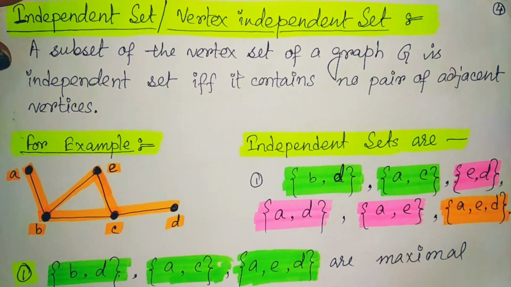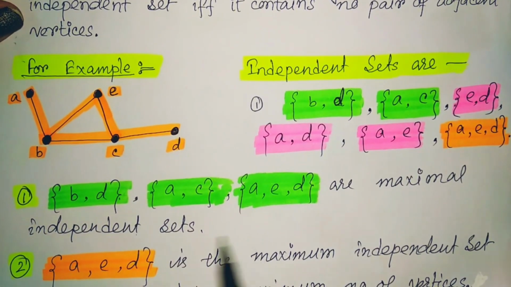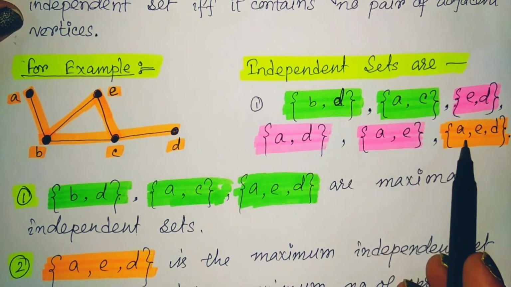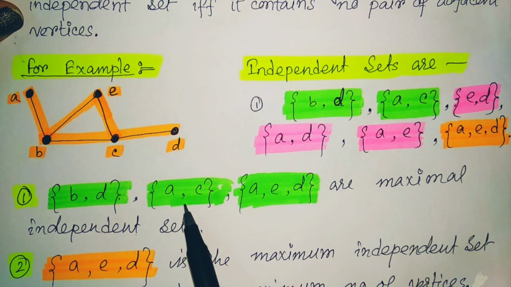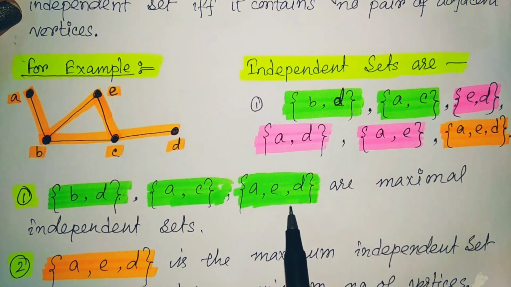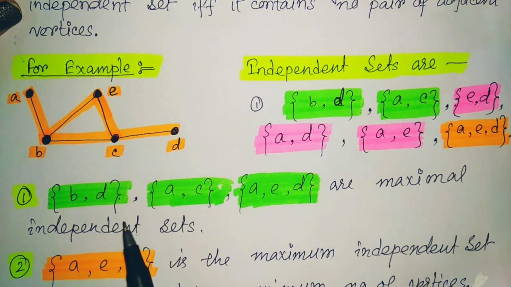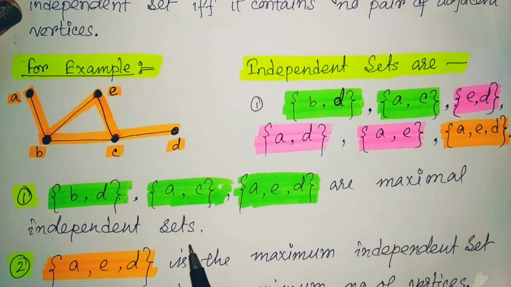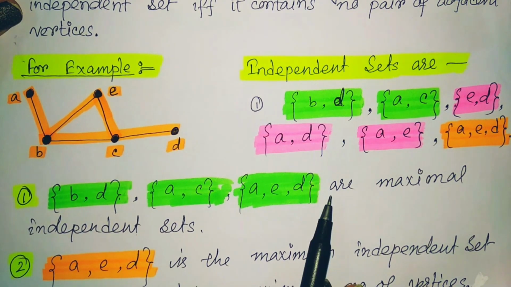Now here we categorize according to the properties. First of all, BD, AC and AED. These three independent sets are called maximal independent sets. That is because these three have no proper subsets which are independent for this graph. So these are called maximal independent sets because no proper subset of them is independent again.